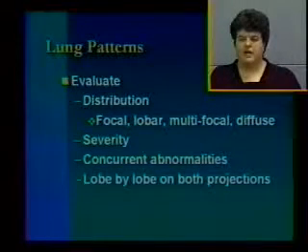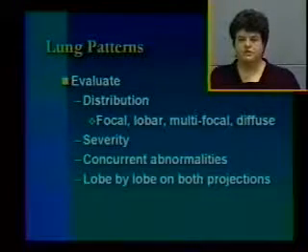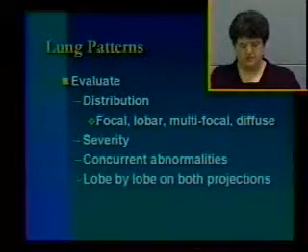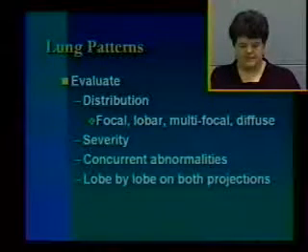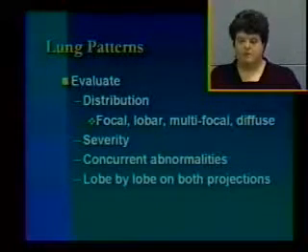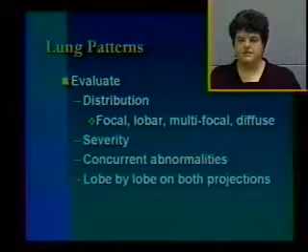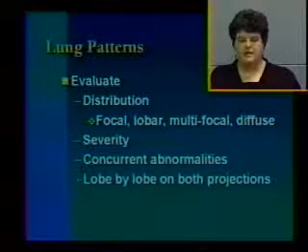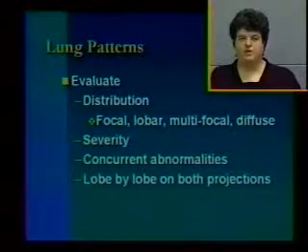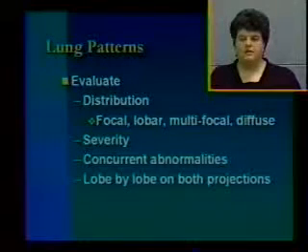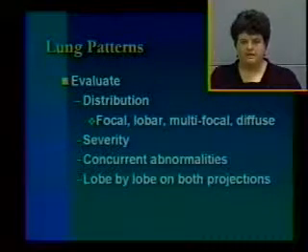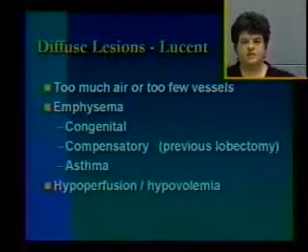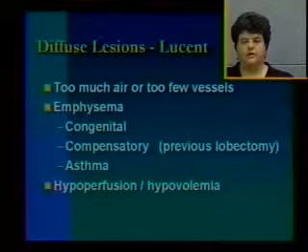You also want to look for concurrent abnormalities. Do they have a pleural effusion? Do they have a heart problem? Do they have something else that's going to help you answer the question of what's causing this increase in pulmonary opacity? The systematic approach to lungs that I use is I trace each lobe entirely on each projection. It's a good practice to get into because, one, it'll help you to identify where the margins are and where the pleural fissure lines will occur, but it'll also remind you to look at the entire structure of the lungs.